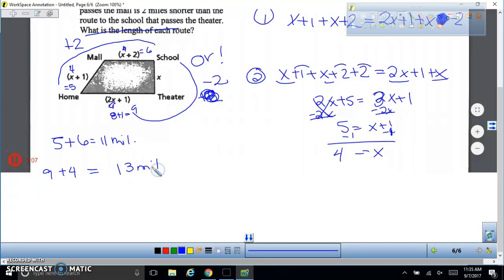Are they 2 miles apart? Yes. Is this one 2 miles shorter? Yes. We did it all right. I apologize about my logic before, that I had to go through and correct that. I hope you were able to keep up with it. If not, make sure you're asking questions. And let's go to our last problem.